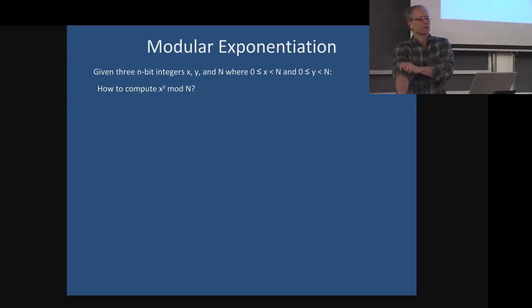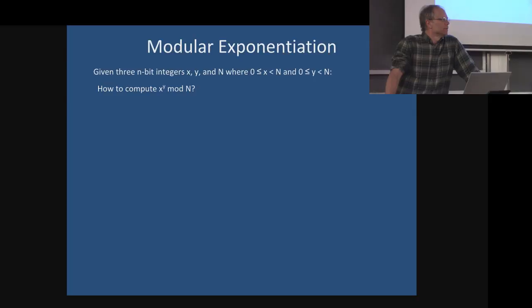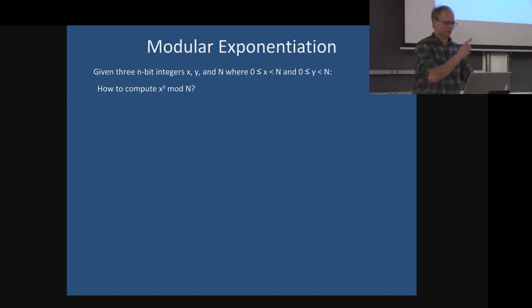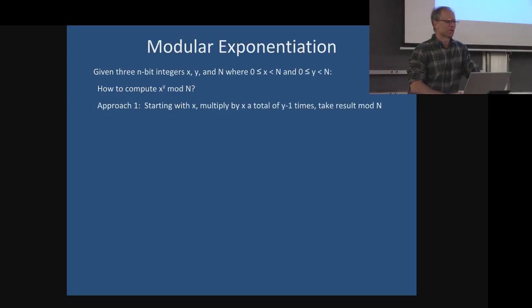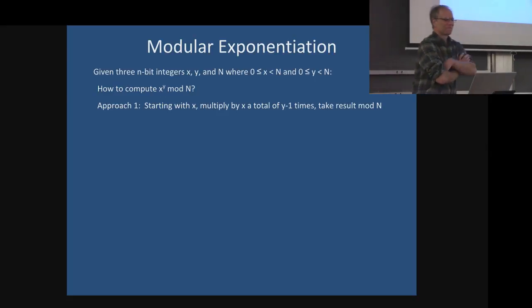So what's the obvious way to do it? What's that? X times x mod n and then times x mod n times x mod n. Okay. So we just do a series of multiplications. No, we do multiplication and mod n. I'm going to make it even simpler. We'll get your idea in a second.